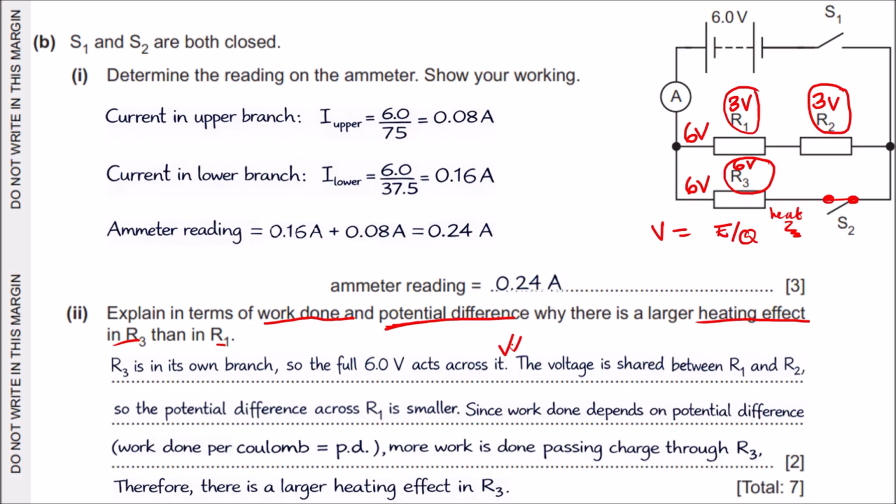across it. The full 6 volts are applied across it. The voltage is shared between R1 and R2, so the potential difference across R1 is smaller. It's 3 volts, which is smaller than 6. Since work done depends on potential difference, the work done, energy transferred per unit charge, per coulomb of charge, depends on potential difference. More work is being done in moving a coulomb of charge across R3. Therefore, there is a larger heating effect in R3.